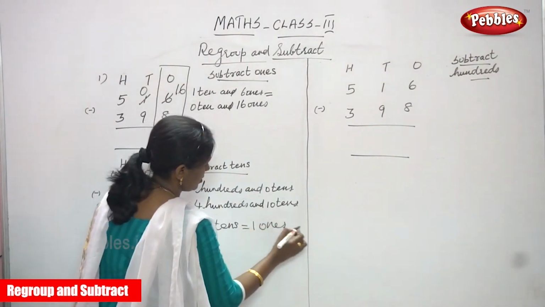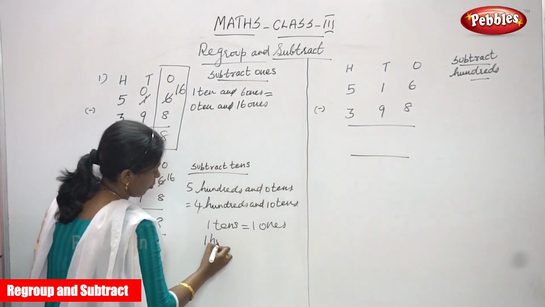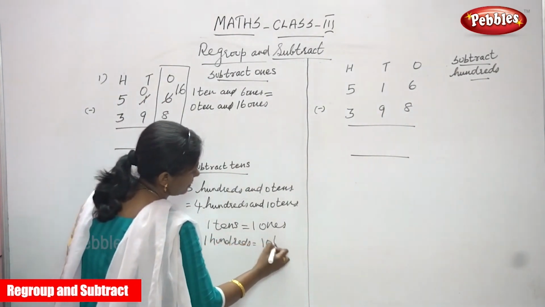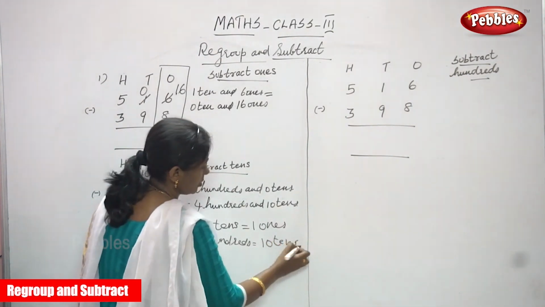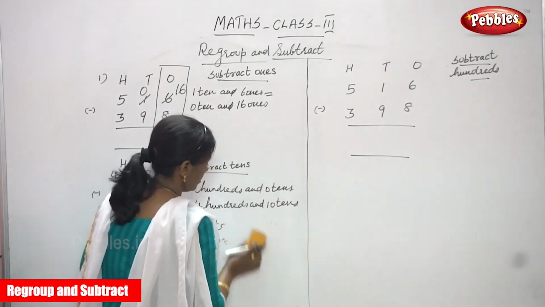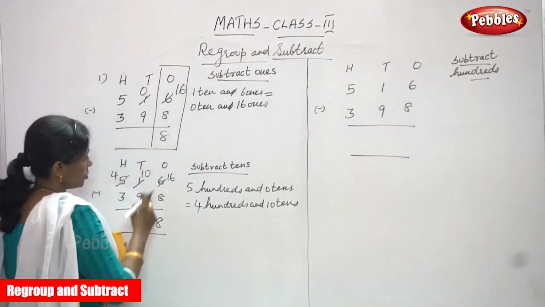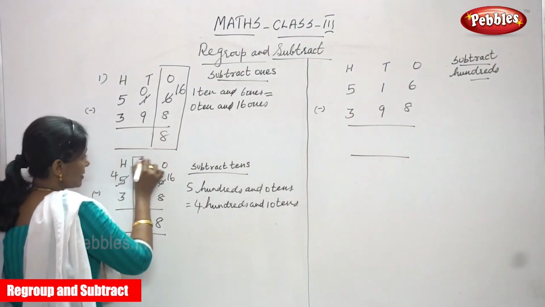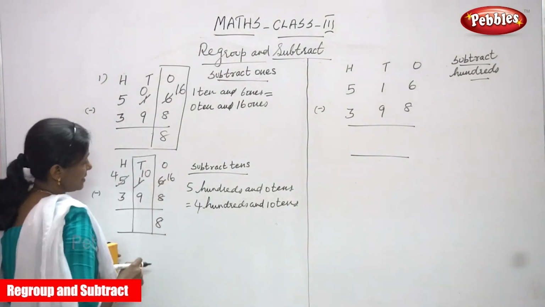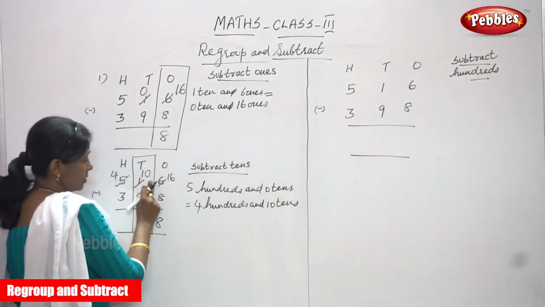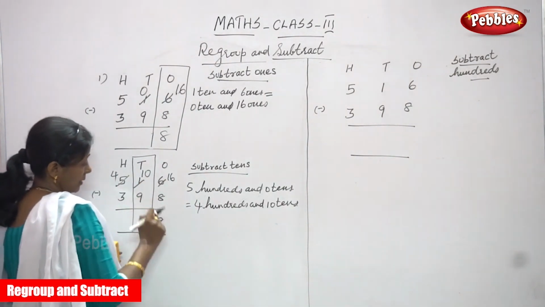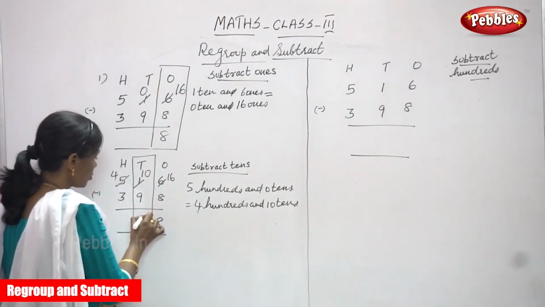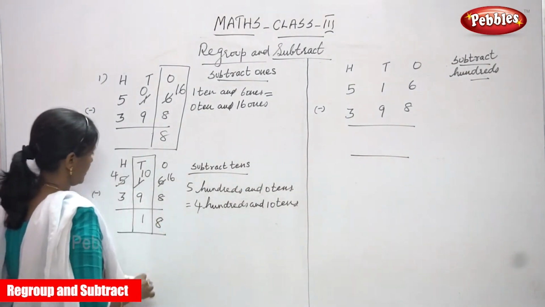10 ones, and 1 hundred is equal to 10 tens. That is what we are applying. So 10 minus 9. You are going to concentrate only on the tens place right now. Now this 0 becomes 10. So you have to subtract 9 from 10. Backward counting, 9 afterwards 10. So you get 10 minus 9 equals 1. So this is the answer.